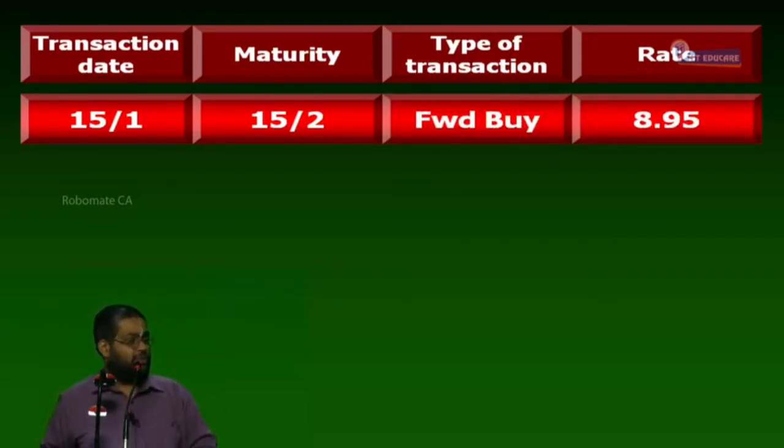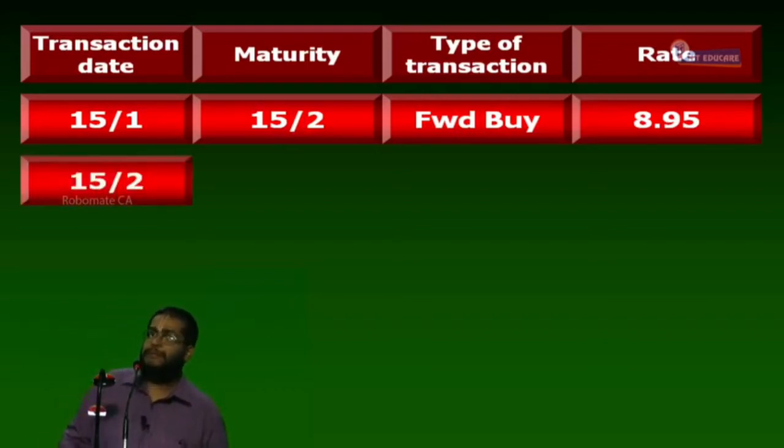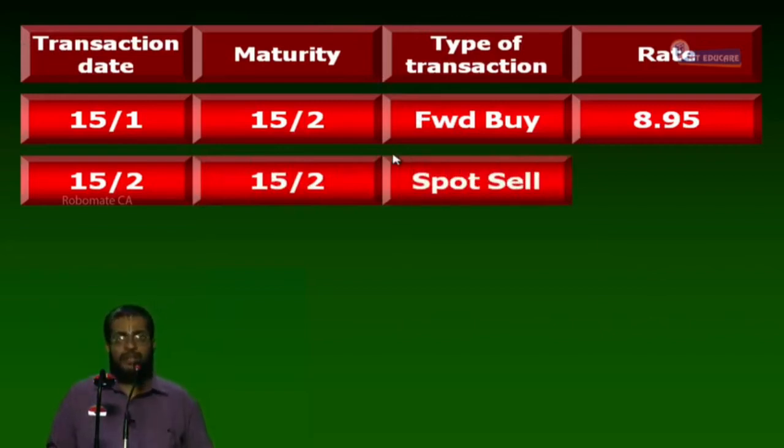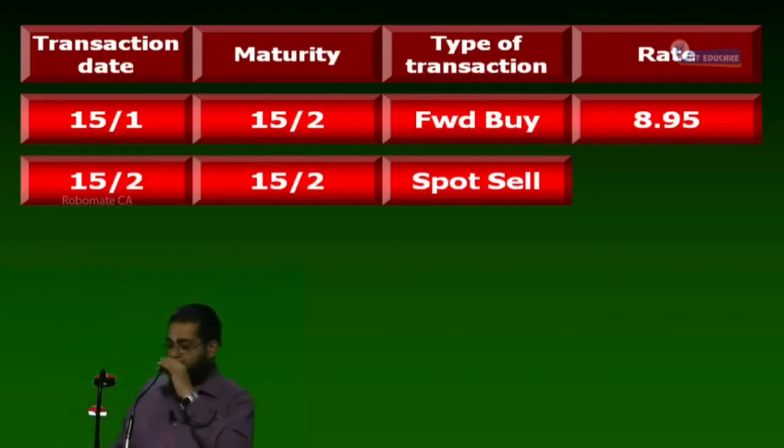Answer my question. I went to the bank once again on which date? 15 February, for a transaction expiring on 15 February, because I want to cancel the forward buy. At what rate? Spot sell. 15 February to 15 February, I have to go for a spot sell. Okay. Now, leave 4 or 5 line space and then write working note. Calculation of.